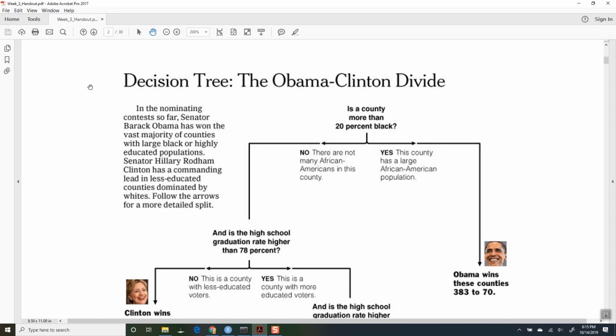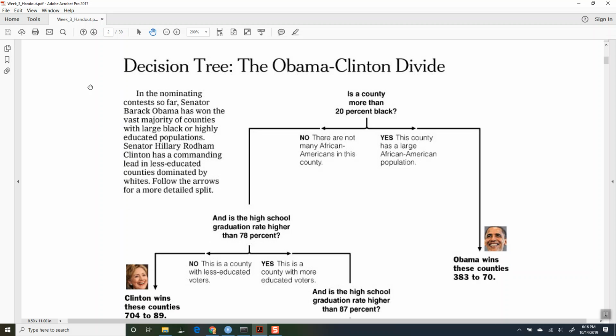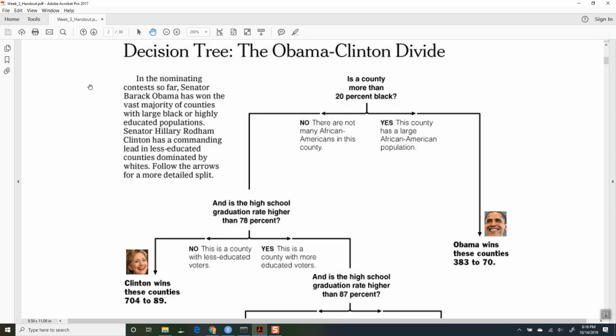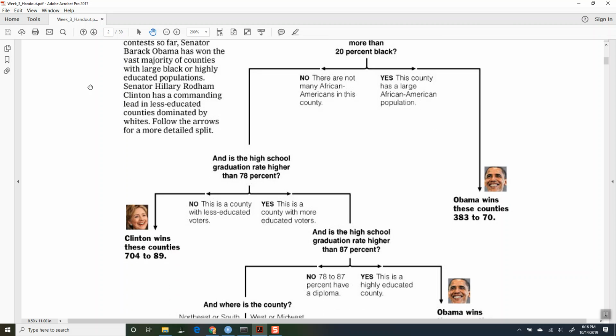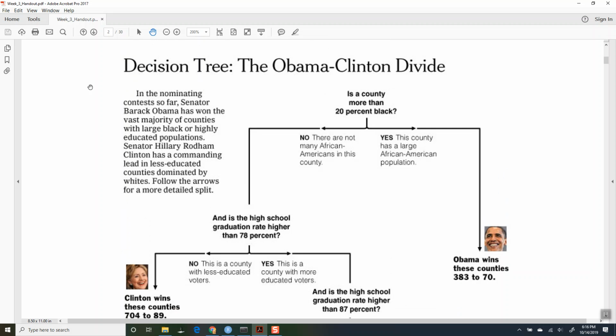Bush was still president, and there was the primary between Obama and Clinton at the time. So this was before Obama was elected, and there was a primary to decide who would be the Democratic candidate. And so here was a decision tree trying to figure out who might win the primary, okay? This decision tree was published in the New York Times.